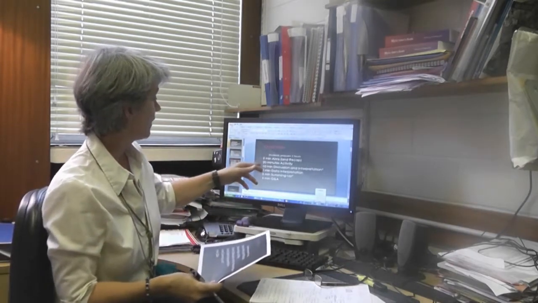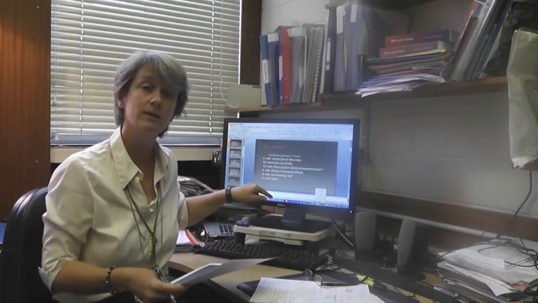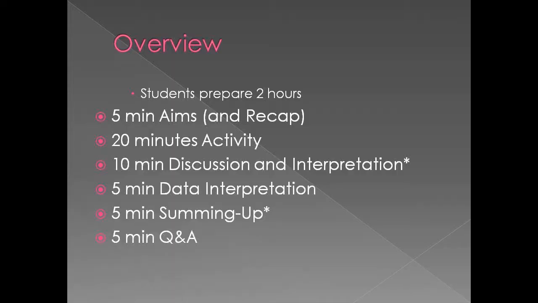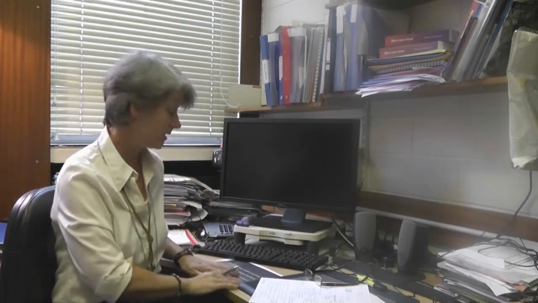So I have there the guide for timings of the flipped lecture, in which a 20-minute activity plays a key part. The 20-minute activity is preceded by setting out the aims of the lecture and followed by another series of interpretation activities and discussion and questions and answers, and of course the lecturer sums up at the end. So it's really important that in my notes and in front of the students' eyes I have the aims of that day very, very clear.